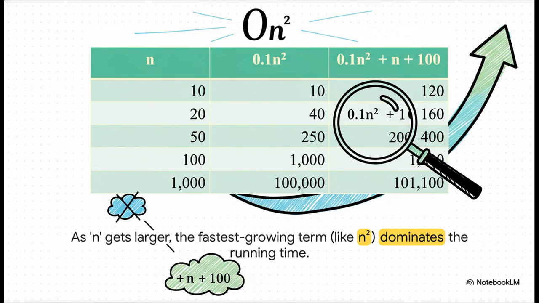The whole point of big O is to focus on what matters most when n gets really, really big. Just look at the columns on the right. When n is small, like 10, the other terms in the equation matter a little bit. But when n is 1,000, that n squared term becomes almost the entire value. It just completely dominates everything else. So we drop the less important terms, and we say the algorithm's complexity is O of n squared.